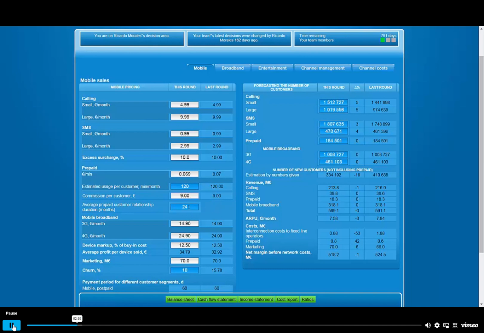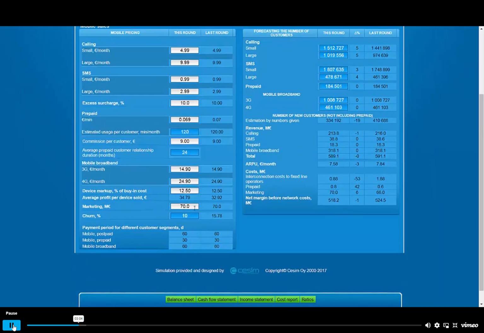We also do an estimation about the average prepaid customer relationship duration. Mobile broadband pricing is done here as well. You set the pricing separately for the 3G service and 4G service. And then you decide what kind of markup you want to make from those devices if you want to make a markup from those. So you can sell devices besides the services as well. And then you decide the total marketing budget for your mobile service. And then you make an estimation about the churn rate.